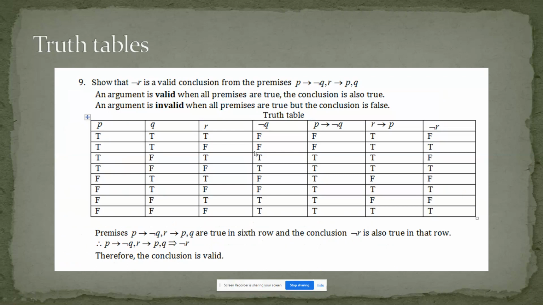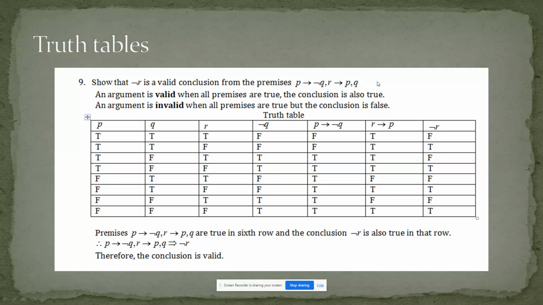Next, valid or invalid. An argument is valid when all the premises are true and the conclusion is also true. An argument is invalid when all premises are true but the conclusion is false. To show whether our conclusion is valid or invalid, first you construct the truth table. This is the truth table method.